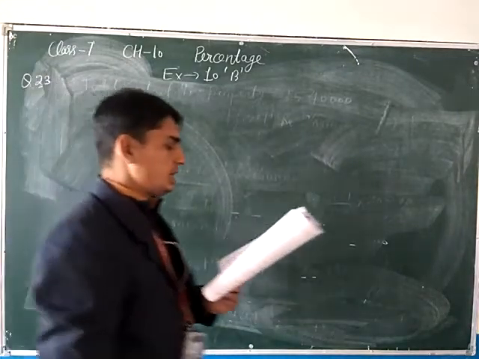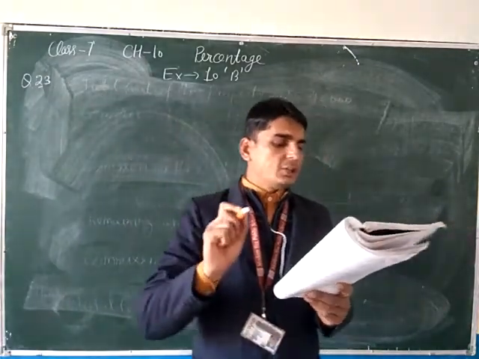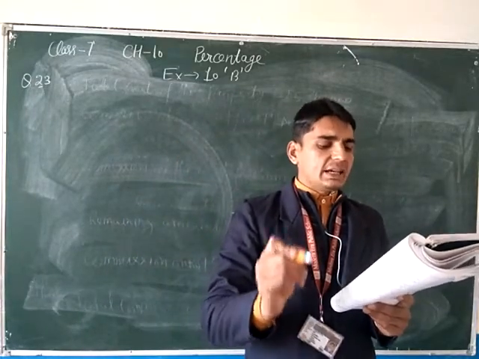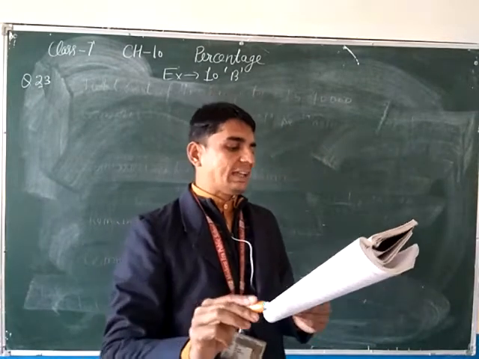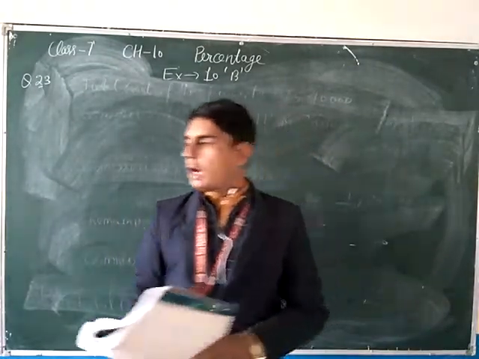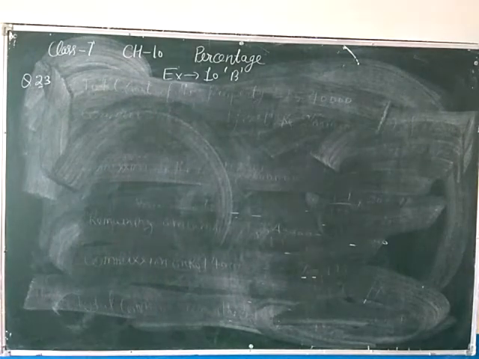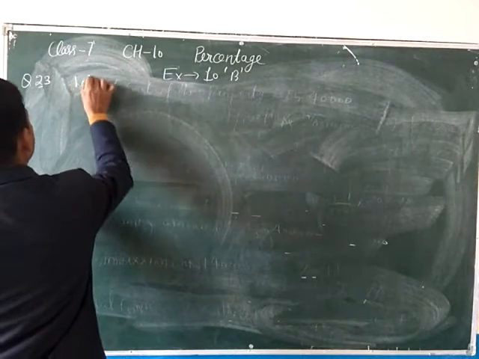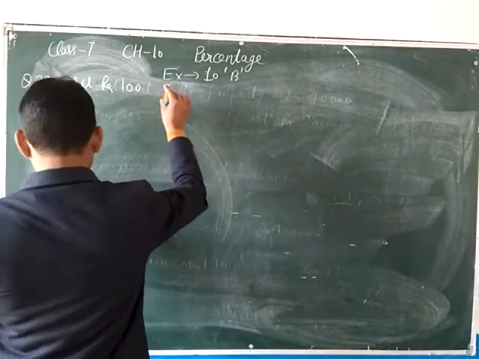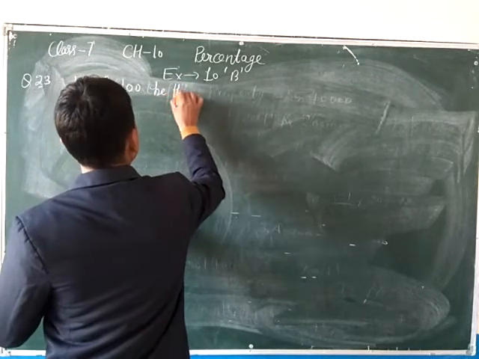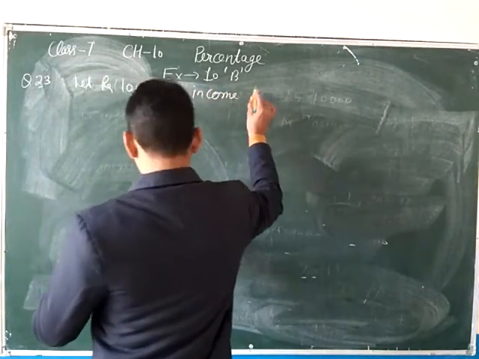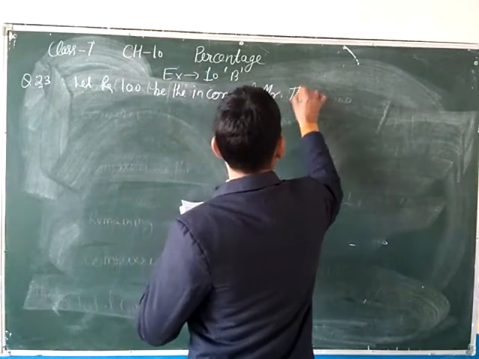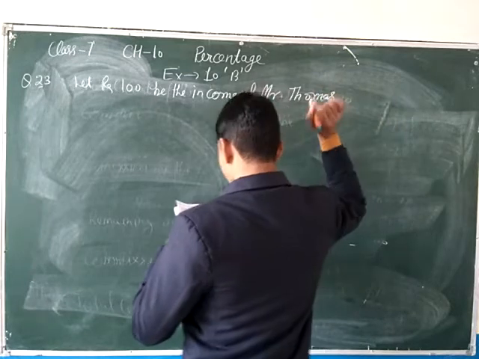Question number 23: John's income is 20% more than Mr. Thomas's. How much percent is the income of Mr. Thomas less than that of John? See the solution of this question carefully. First of all, let rupees 100 be the income of Mr. Thomas. Okay beta?